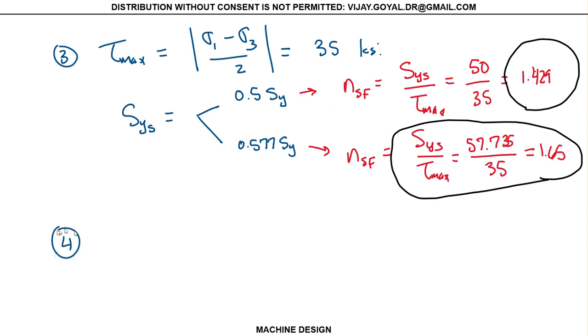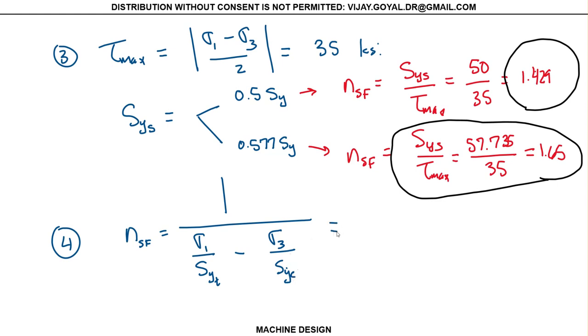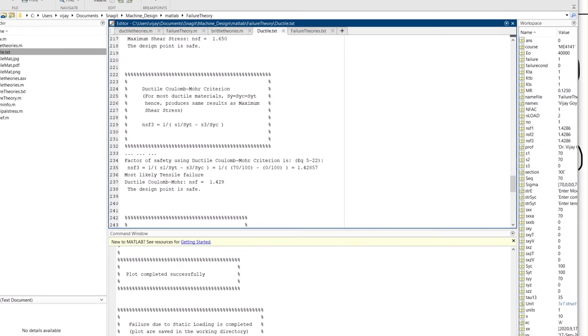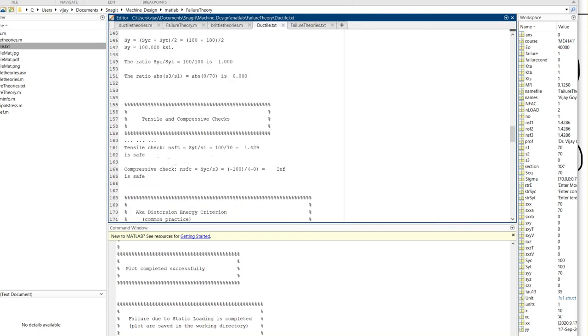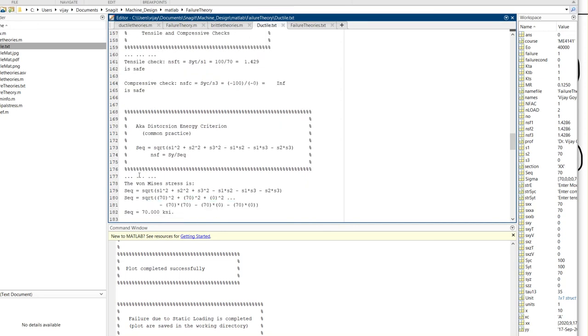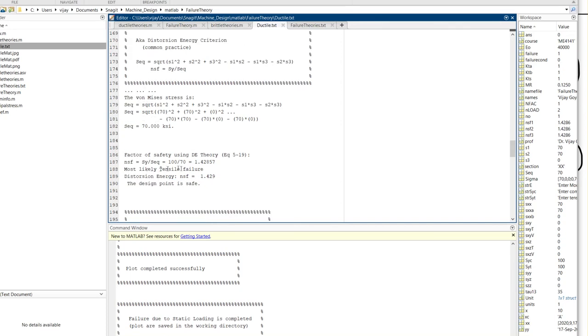Okay, and the last theory is the Coulomb-Mohr theory, and that theory basically says that your factor of safety is going to equal 1 over sigma 1 over S tensile minus sigma 3 over S compressive. And if I replace all the numbers here, I directly find this equal 1.29. So we can look what actually the MATLAB code does for you. It calculates and tells you all the three checks, right? It does the tensile compressive checks at the beginning. It says it's infinite. And then it goes and does the distortion energy for you and tells you safe.